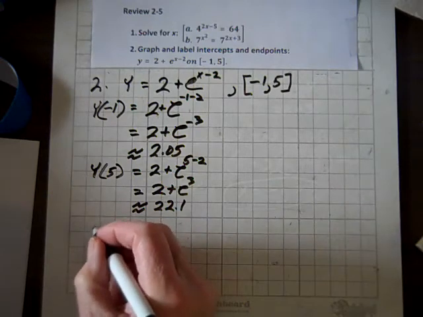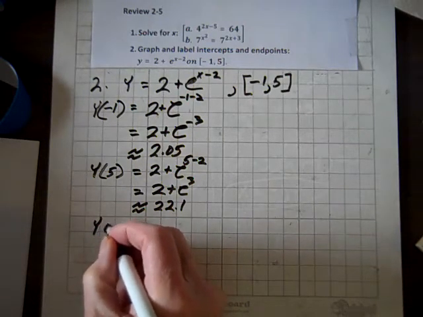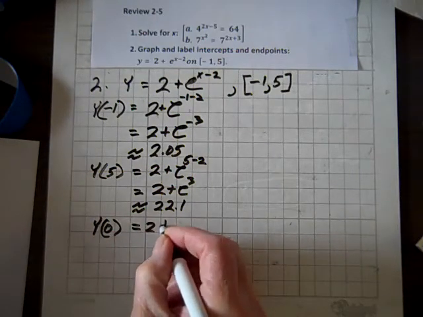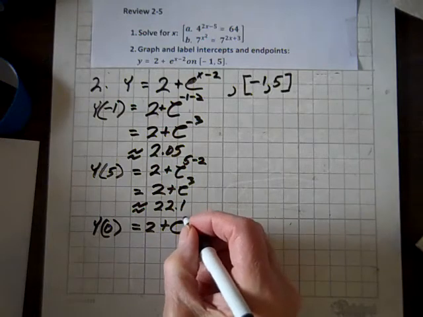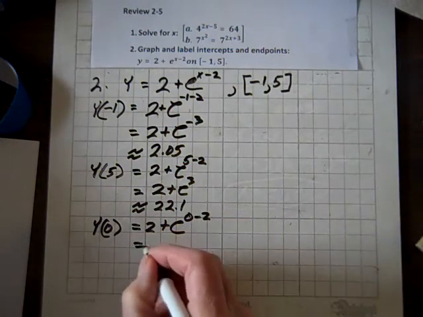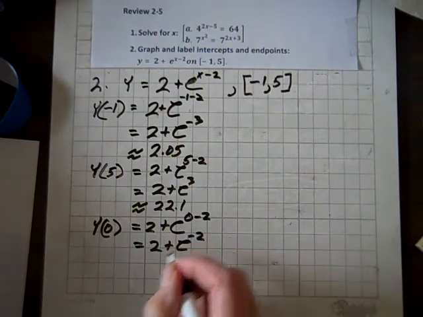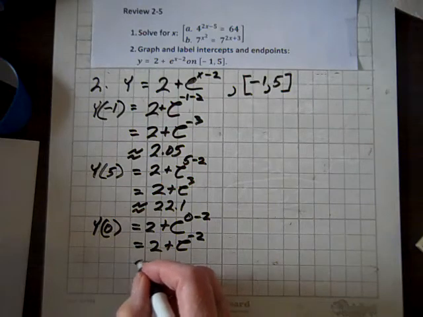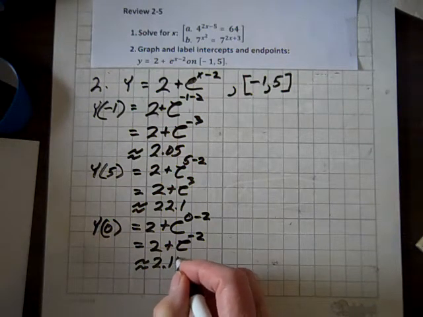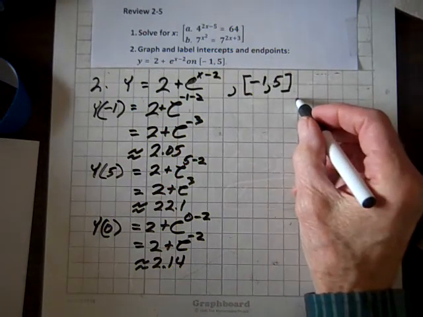And so the y-intercept is, got to look at y of 0. So that'll be 2 plus e to the 0 minus 2, which equals 2 plus e to the minus 2, which equals approximately 2.14. So now let's graph and label.